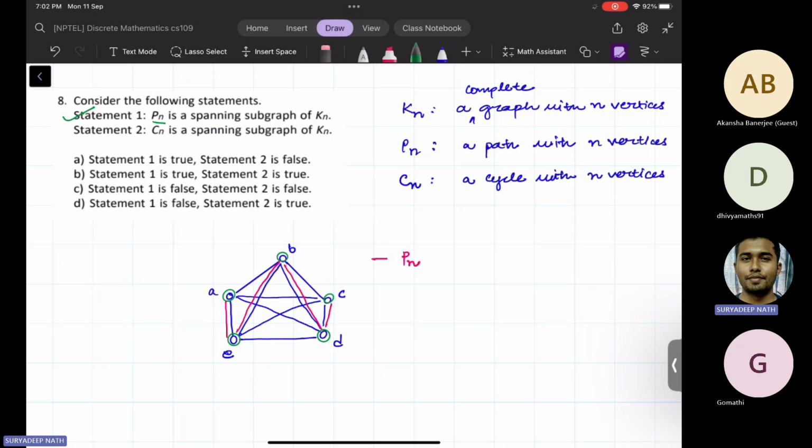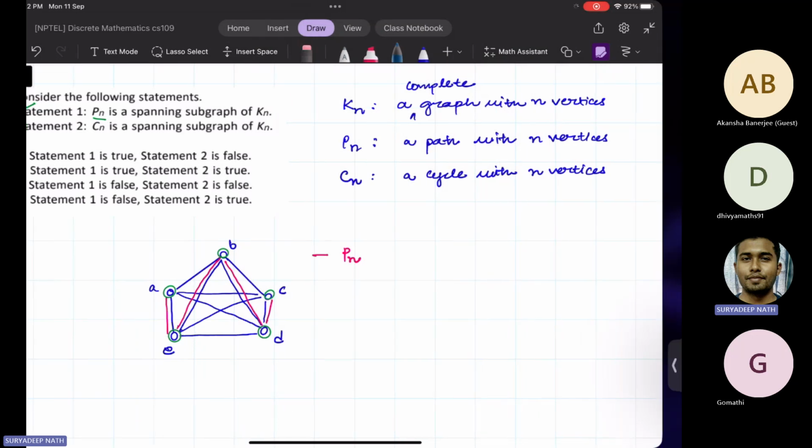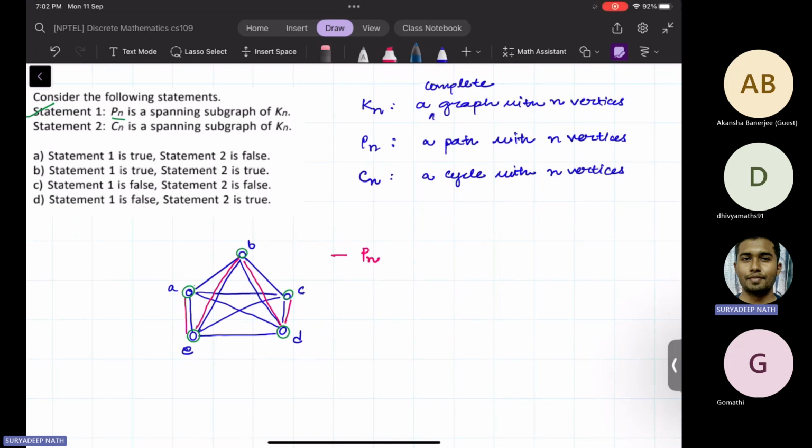And what they are asking is a spanning subgraph of Kn. With n vertices, now come to Cn. So for Cn, what we'll do is this. Let's say from A to A, we'll have to create a cycle. So from A to A is basically like this. Choose a different color. We go from A to B, B to C, C to D, D to E, and E to A. So this is Cn.